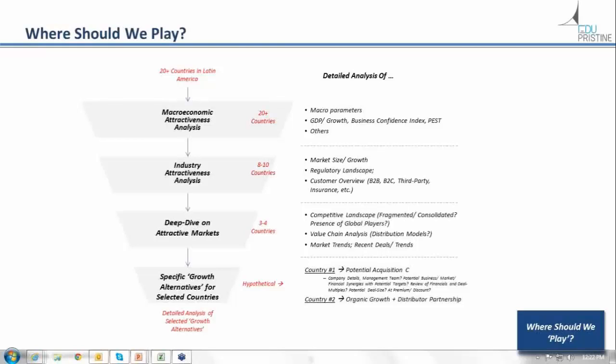Who are you going to compete with? Are there other international players already in the market? Who's going to be your biggest set of competitors? Is it going to be international, domestic? Are you going to get into pricing issues? From the competition point of view, is it a fragmented market or consolidated market? And you're going to do a little bit of value chain analysis. You're going to see what kind of distribution models exist. Do companies sell directly to the hospitals? Are there distributors involved? How powerful are those distributors? Essentially, look at all the different elements and also look at market trends.